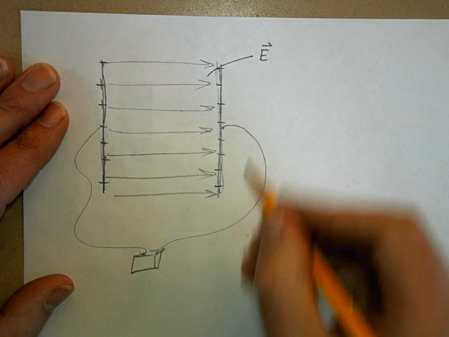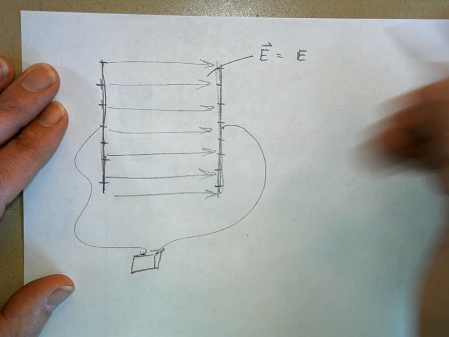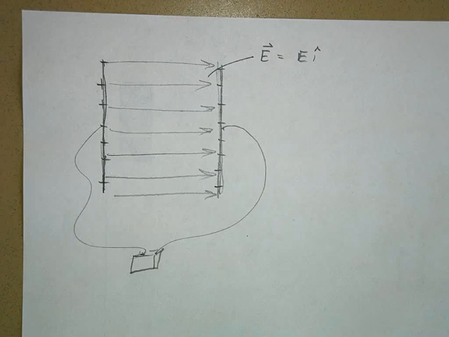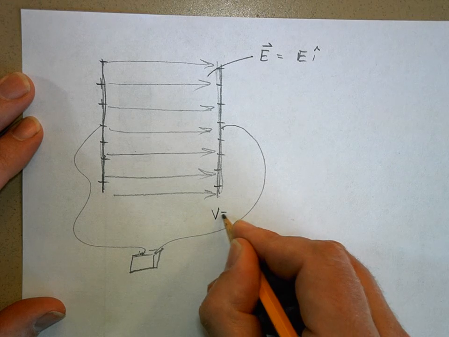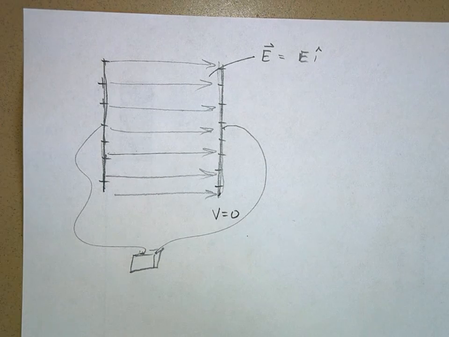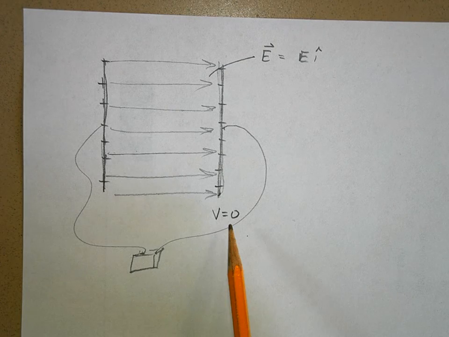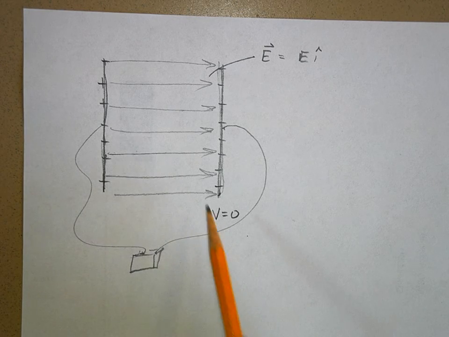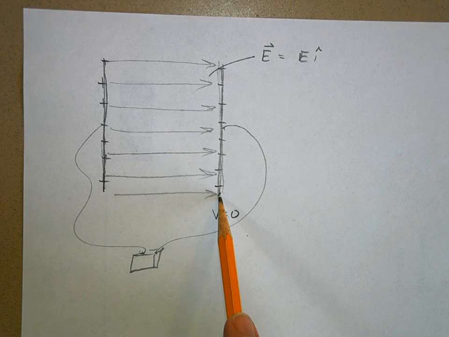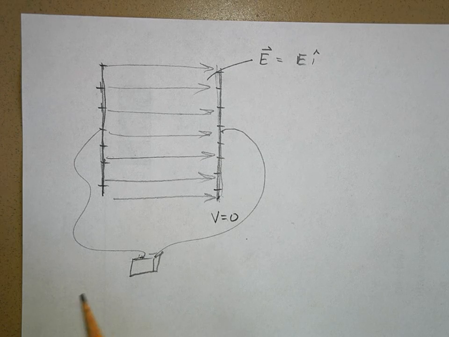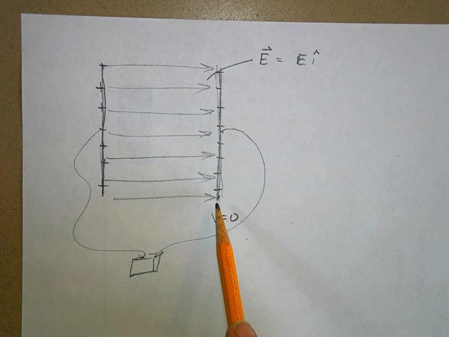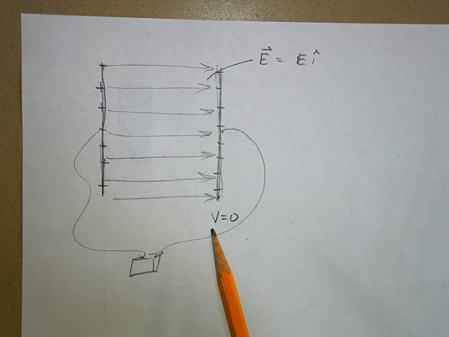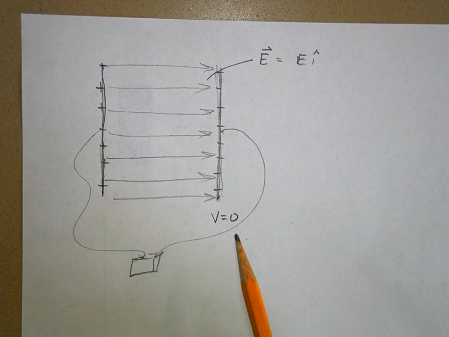And the way I've drawn it, let's say it has a magnitude of E, and it's in the i hat direction. Okay? Now, I'm going to say that this negative plate has a voltage of 0, V equals 0 on the negative plate. I don't have to make it 0. I can make it anything I want. But I'm going to make it 0 because it's convenient. This is very similar to near the Earth's surface, where the gravity field is uniform. You say, gravitational potential energy, I'm going to make the floor equal to 0. So this is kind of like the floor.